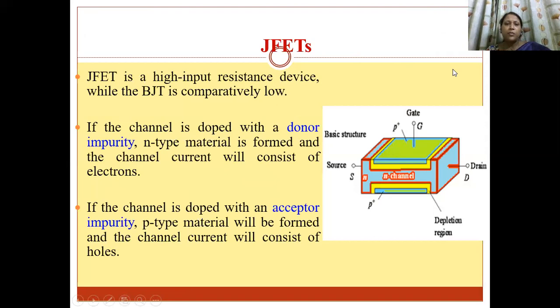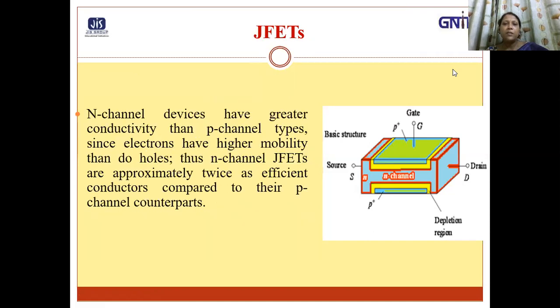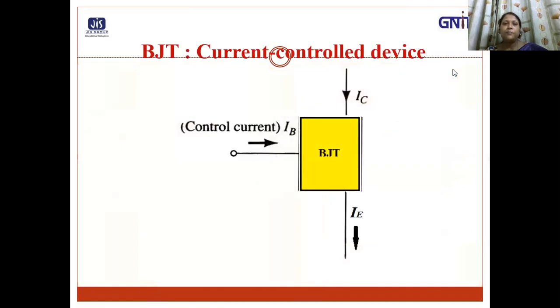So let us recapitulate a little bit the construction of JFET. This is a high input resistance device, while the BJT is a comparatively low input resistance device. If the channel is doped with donor impurity, then this is called N channel. If the channel is doped with acceptor impurity, then this is called P channel JFET. N channel JFET has greater conductivity than P channel, as electrons have higher mobility than holes.